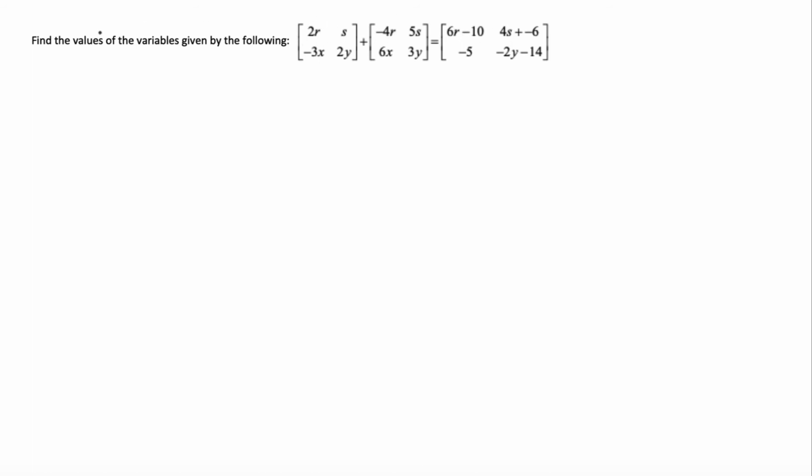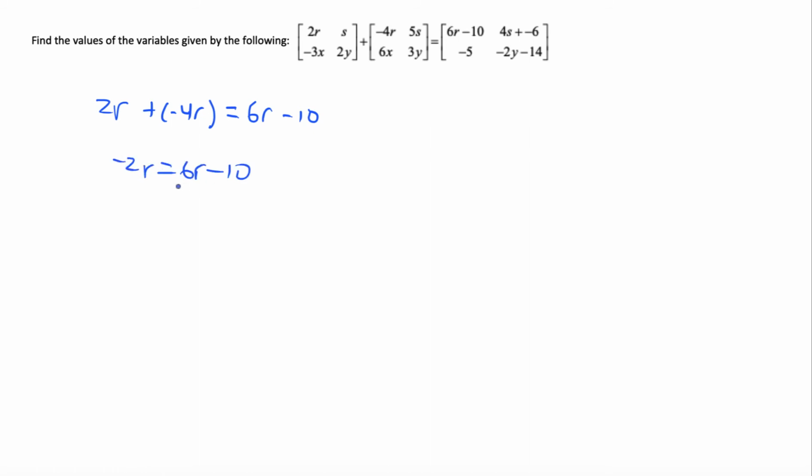Okay? So the question says to find the values of R and S and X and Y. So how can we do that? Well, we use the rules for matrix addition. If we add these corresponding entries here, 2R plus negative 4R, this entry plus this entry should equal this entry right here. And I should be able to solve this one for R. So 2R plus negative 4R is negative 2R.